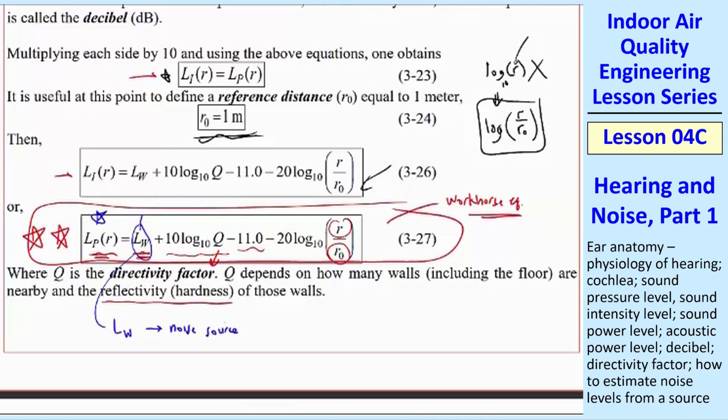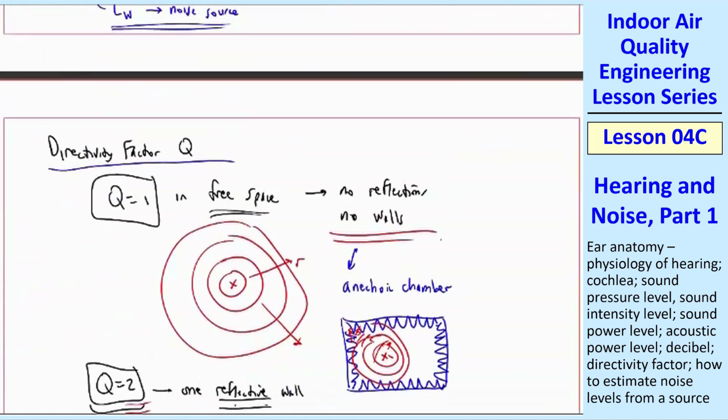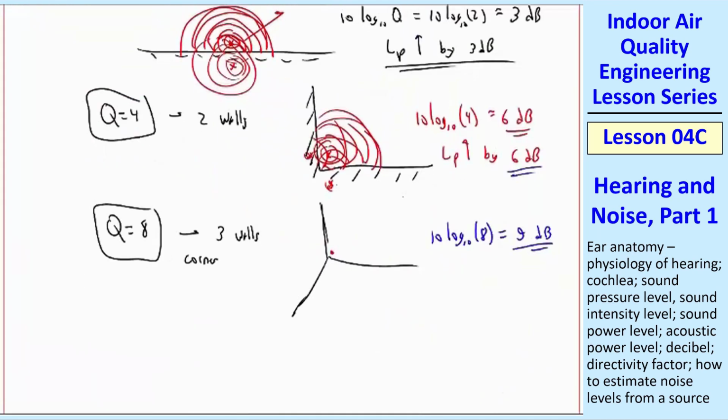You've heard the old question, if a tree falls in the forest, nobody hears it, does it still make a noise? The answer is obviously yes, it still makes a noise, and that's because LW could care less who hears it. It's just making a noise. That's the source. And then if you talk about LP, that depends on who hears it and how close that person is or that microphone is to the source and how many walls are nearby.